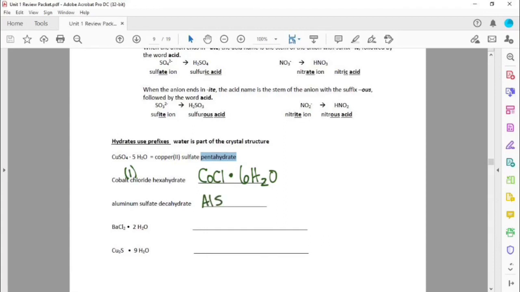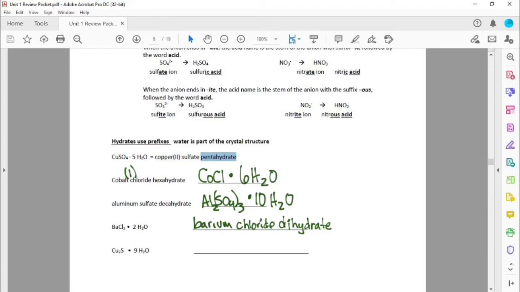Then aluminum sulfate, and that is a +3 and a -2. So I'm going to bring my 2 and my 3 over. Decahydrate, deca means 10, hydrate is water. BaCl2, using our ionic formula skills, that is barium chloride. Just focus on that first compound. And then 2 H2Os, the prefix for 2 is di. And then hydrate.